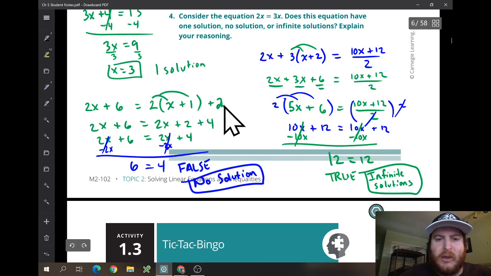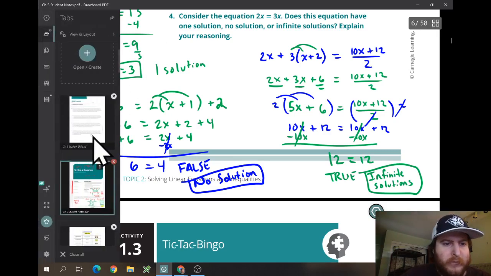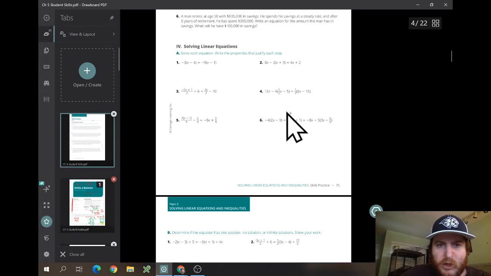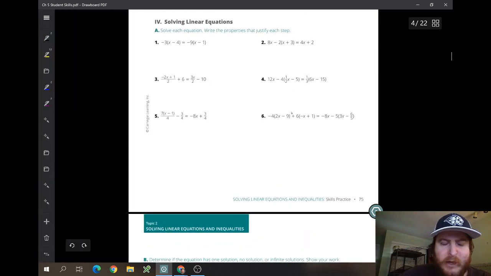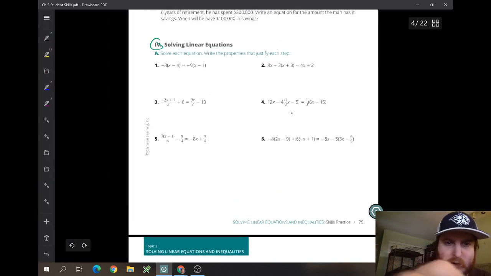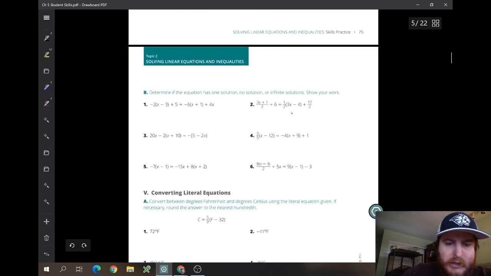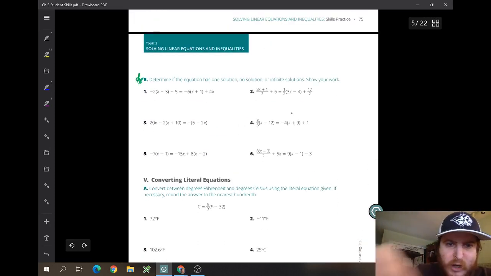So that's kind of our notes for today. I know this was a long lesson, but hopefully it wasn't too complicated. It was just a lot of vocab and taking it a little bit slow. So for our homework, we have pages 75 and 76. It's just section 4, so it's section 4A and section 4B. It should not take you too long.